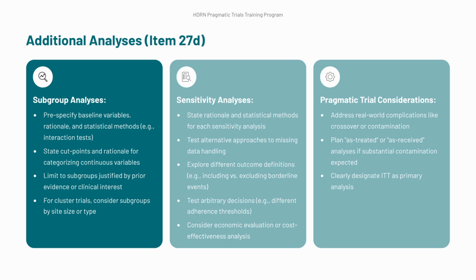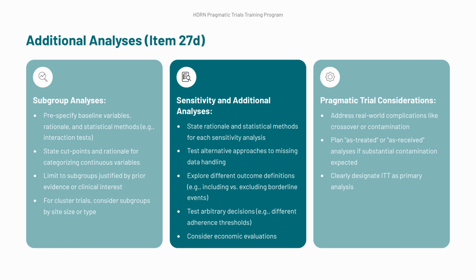In cluster trials, common subgroups include site type or size. If you want to explore implementation differences, you can consider analyses by fidelity achieved, but frame these clearly as exploratory rather than causal or randomized comparisons. For sensitivity analyses, mention the rationale and the statistical methods. Sensitivity analyses could include different ways to handle missing data, or maybe different definitions of outcome. For example, including versus excluding certain borderline events.